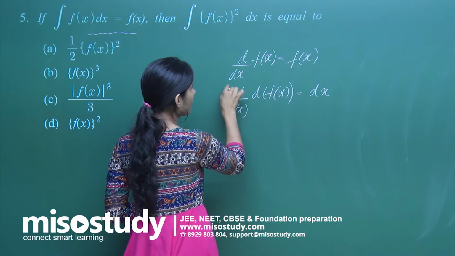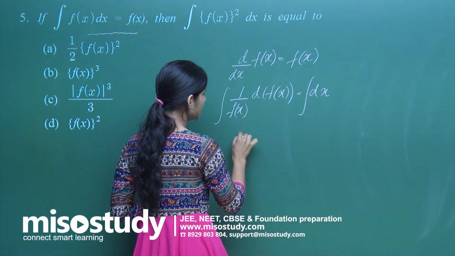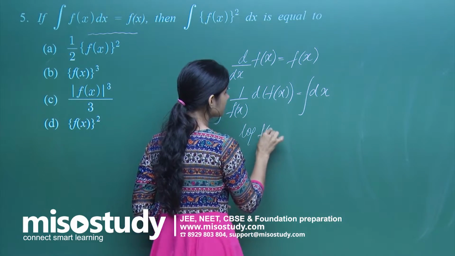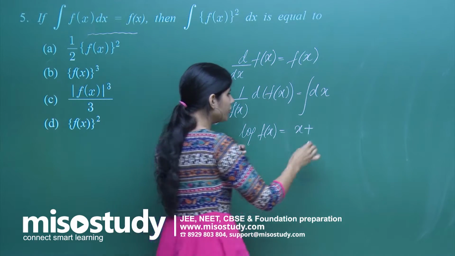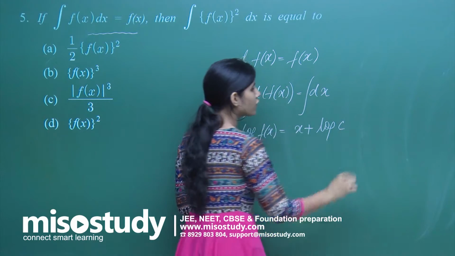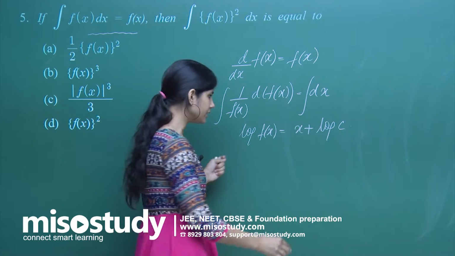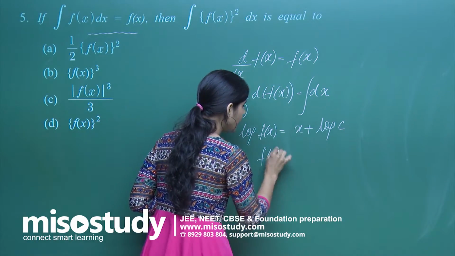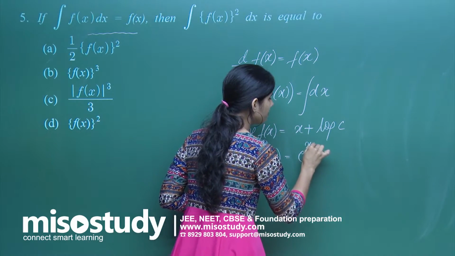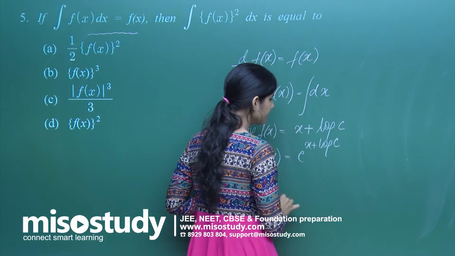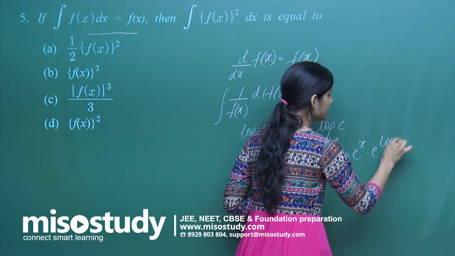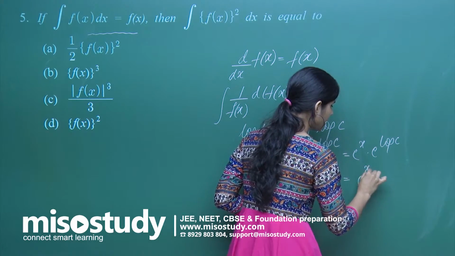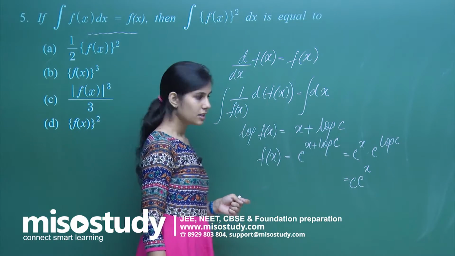Right? And now I can integrate both sides. This gives me log of f(x) equals x plus some constant of integration. Log already I have. I'm going to just take, for convenience, log c as the constant of integration. Now I can write this as f(x) equals e to the power x plus log c, which is e to the power x into e to the power log c, which is e to the power x into c.